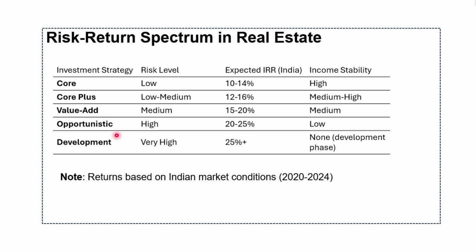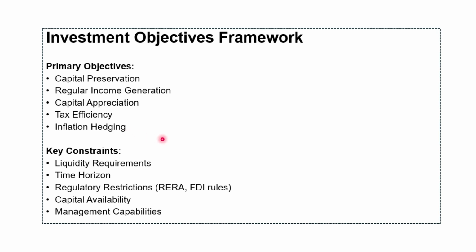Then we have the investment objectives framework. Before constructing any portfolio, you must clearly define your investment objectives and understand your constraints. So let's examine both sides of this framework. We have primary objectives, including 5 key areas: capital preservation, protecting your initial investment, regular income generation, creating steady cash flow, capital appreciation, growing the value of your asset over time, tax efficiency, maximizing after-tax return, and inflation hedging, protecting purchasing power over time.